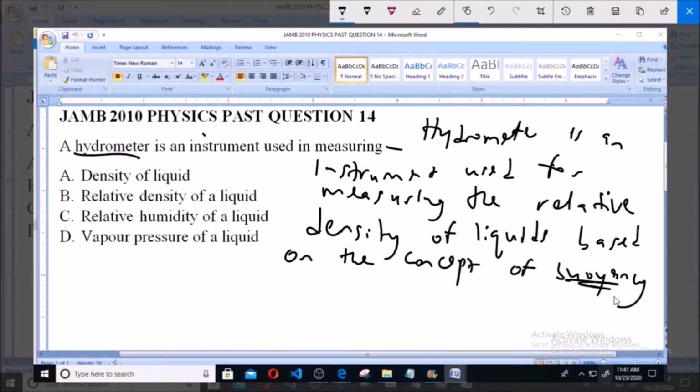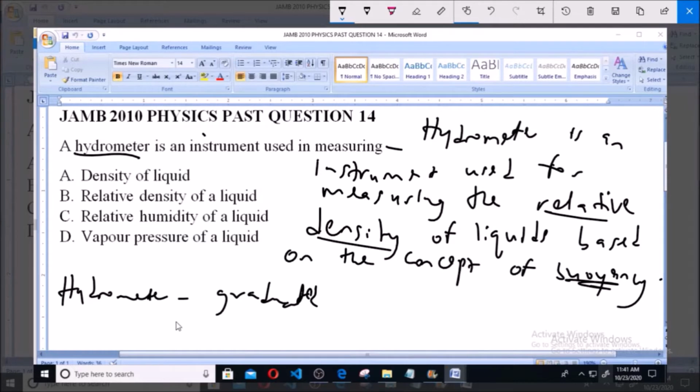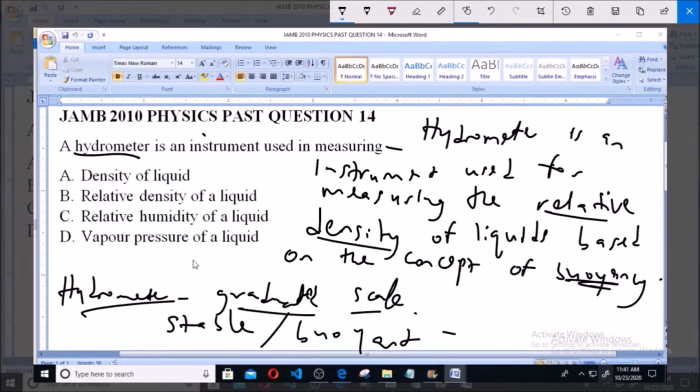So basically what happens is that the hydrometer is placed in whatever liquid in which you are trying to measure the relative density, and the hydrometer is graduated. So the hydrometer is observed until it becomes stable or buoyant in the liquid in which it is placed, and then the reading is taken from the graduated scale on the hydrometer. So, as we have rightly established, it is used to measure the relative density of a liquid, and that is option B.